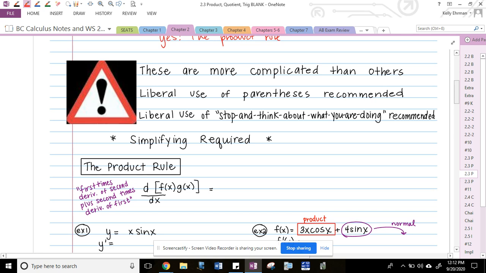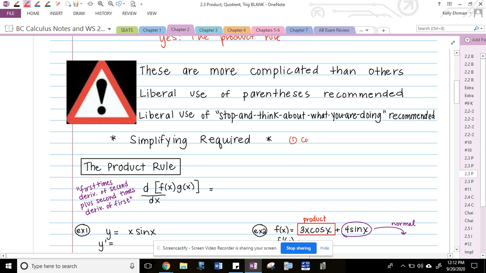So if we're going to use the product rule, we have to be very careful. And same thing with the quotient rule we're going to talk about on the back. You need to be very organized and neat about your work, liberal use of parentheses, and just general common sense, think about what's going on here. So you are required to simplify. So what do I mean by simplify?